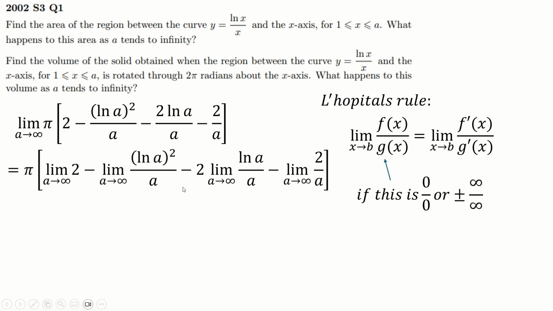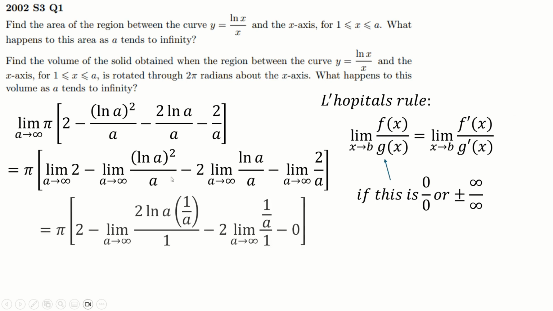These two are the key ones. So differentiating them both, I guess, separately. So this differentiates to 2 log of a times 1 over a, and a differentiates to 1. And this differentiates to 1 over a, and a differentiates to 1. And these limits should be the same because I've checked that they both go to infinity over infinity.